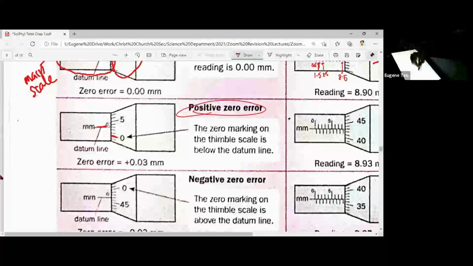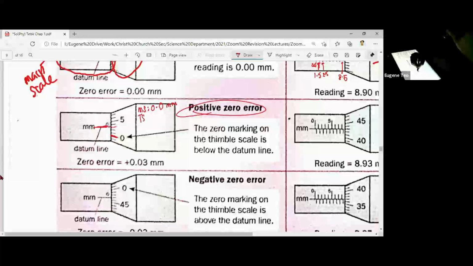Then how do you go about reading it? On the main scale I can't see anything, the only thing I see is 0. So our main scale is 0.0 mm. In terms of the thimble scale, the datum line matches number 3. So the thimble scale will be 0.03 mm. As such, what you're reading here will be 0.03 mm, and because it's a positive zero error, you put a plus in front. That's how you go about reading a positive zero error.